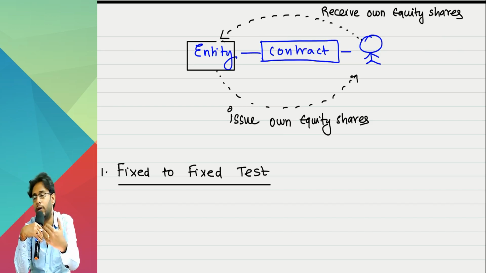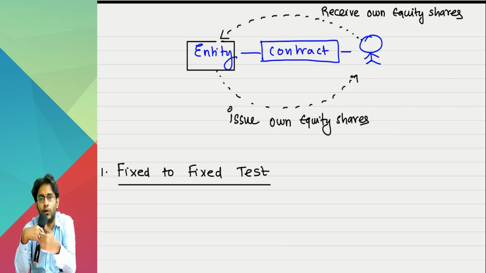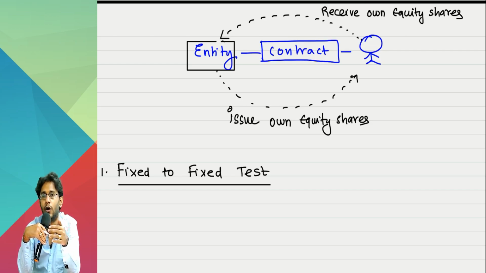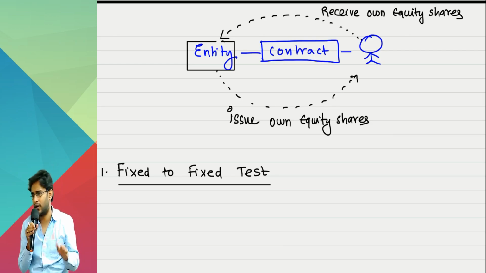In the F2F test, what it says is, in any contract where our entity has to issue our own equity shares, that contract is treated as an equity instrument, provided the number of shares to be issued is fixed, and the consideration amount for which the shares are issued is also fixed. Today, shares are not issued. Shares will be issued on a future date. Today it is just a contract.